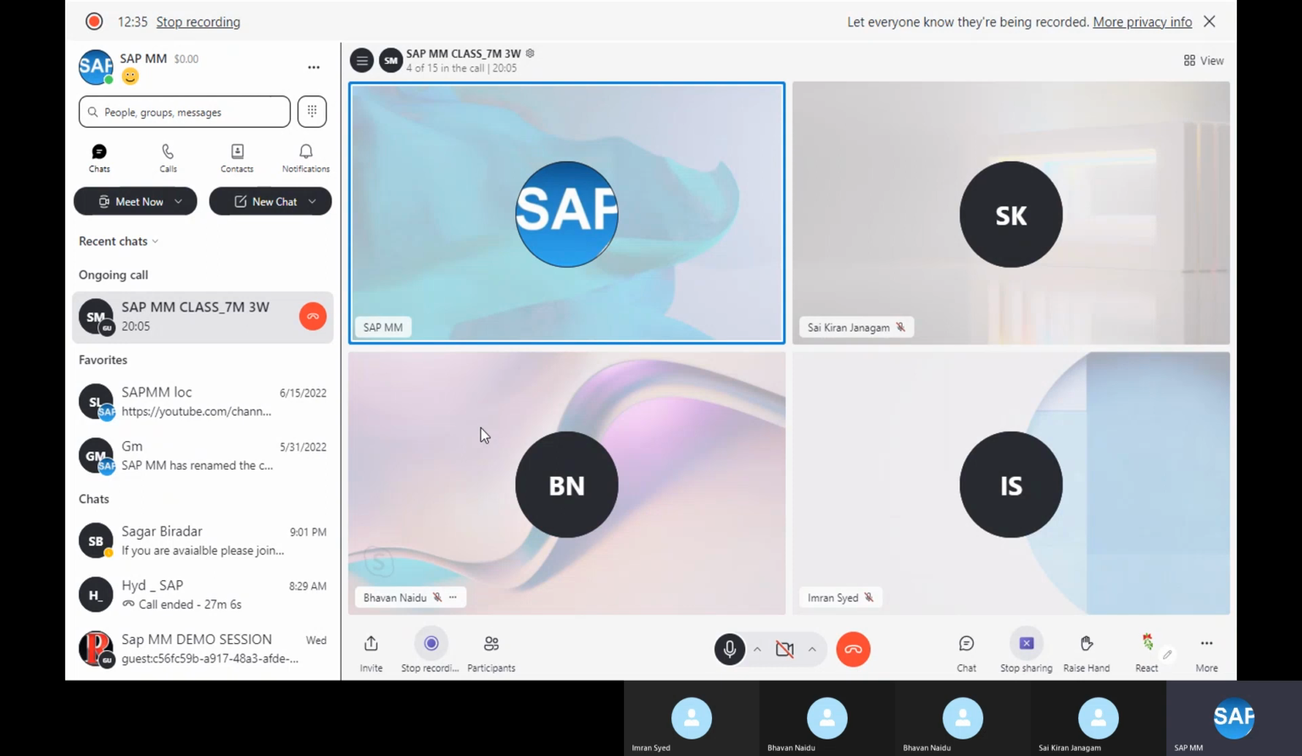So we are from material management, and we are so important to every client. SD also, the SD team is very important to the client. And finance is also very important to the client. Basically, every client has these three areas.